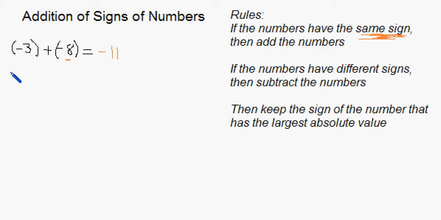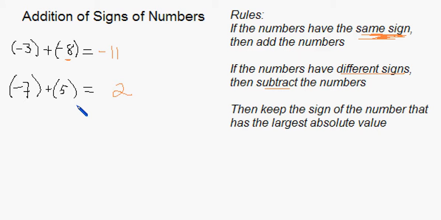But what if we have, say, a -7 plus a +5? What should the answer for that be? Well, we notice that the sign of the 7 is negative, the sign of the 5 is positive. And remember that the reason why the sign of the 5 is positive is because it has no sign in front of it, so it is understood to be positive. Now, these two signs are different. So if the numbers have different signs, then we subtract the numbers. So that means that we have to subtract 7 and 5. Well, the answer then is 2.